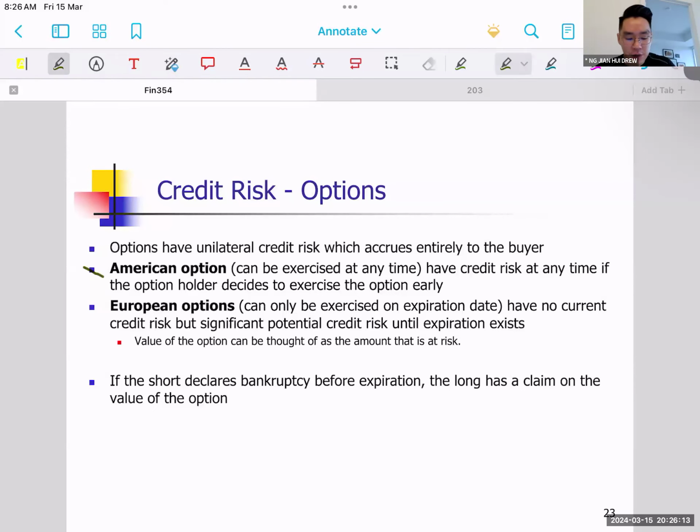The difference between American options and European options is that American options can be exercised anytime, even before expiry. Because of that, we have credit risk at all time periods of our options, because they can exercise early, they can exercise tomorrow, etc. In a European option, you can only exercise it at the expiry date, meaning there's no significant credit risk throughout the life of the option until the time of expiry.